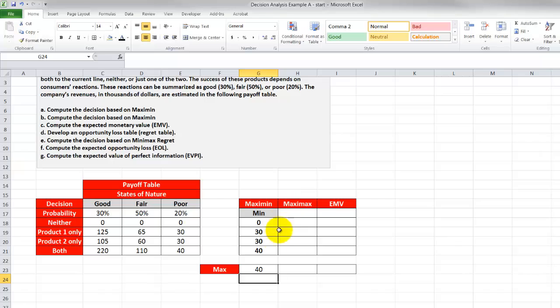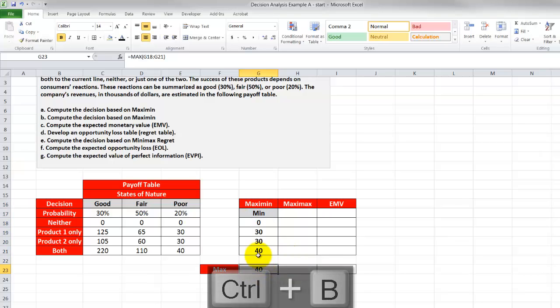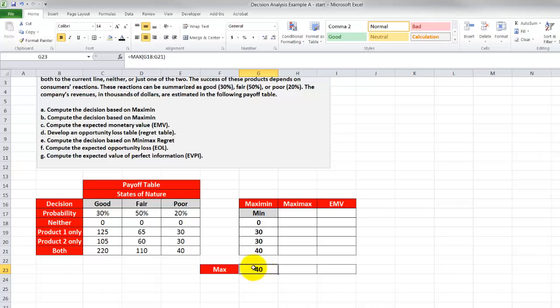Okay, so what about the next one? Well, first, let's not let this pass us by here. So what does this actually mean? What does this 40 actually mean? It's telling us essentially that the best decision to make with a maxi-min strategy, which is also pessimistic, is to take the option with a 40. So that would mean that we are to make a decision to launch both. And let's go ahead and document this.